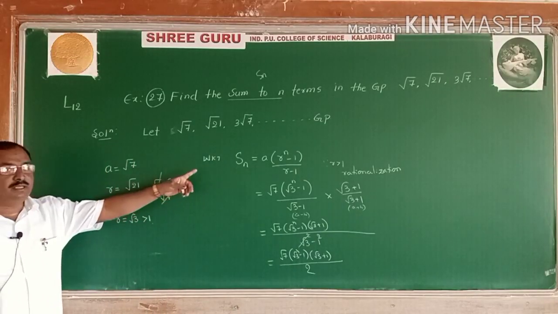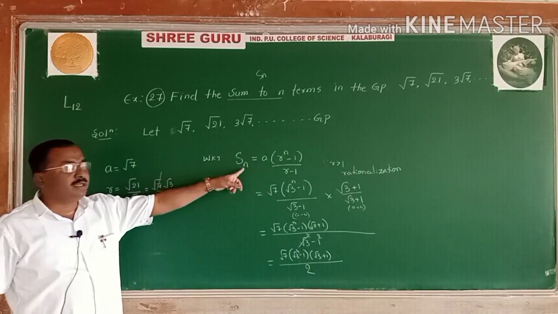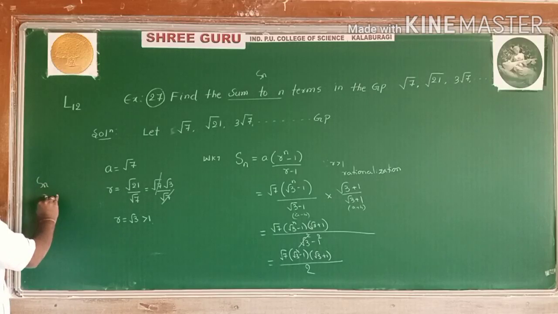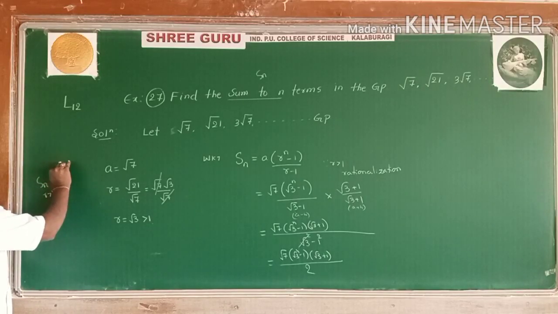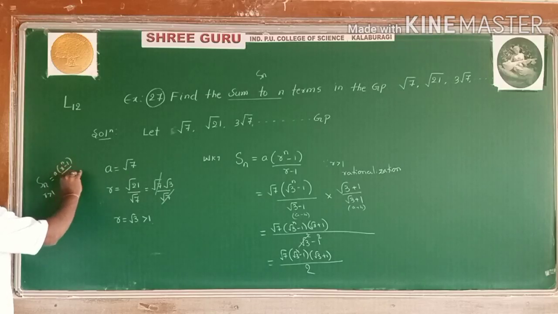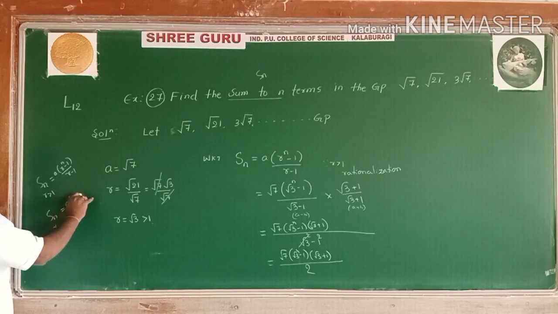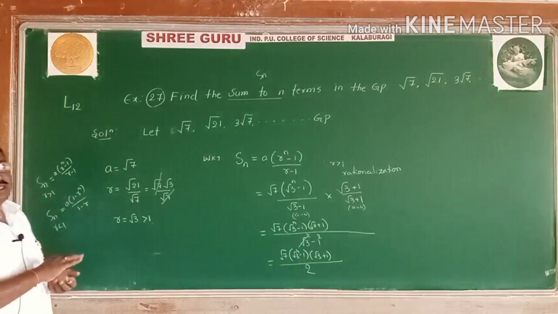Here carefully write, this formula is very important. Keep in your mind: if r is greater than 1, the formula for Sn is a times r to the power n minus 1 divided by r minus 1. If r is less than 1, it is a times 1 minus r to the power n divided by 1 minus r. Keep these two formulas in your mind.